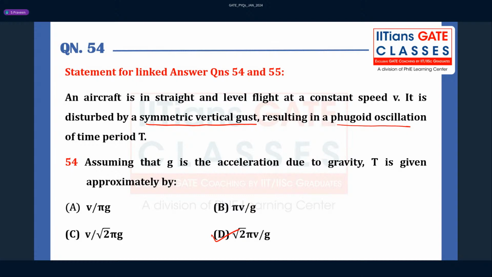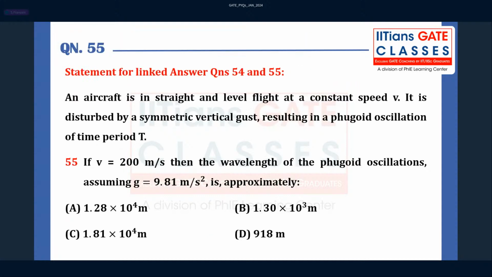Right. So let's go back to the last question, which is question number 55, which is again a linked question. If v equals 200 meters per second, then the wavelength of the Phugoid oscillation, assuming g equals 9.81 meters per second squared, is approximately: 1.28 × 10^4 meters, 1.30 × 10^3 meters, 1.81 × 10^4 meters, and 918 meters. So we have four options, right? Let's try to do this again. Simple problem.